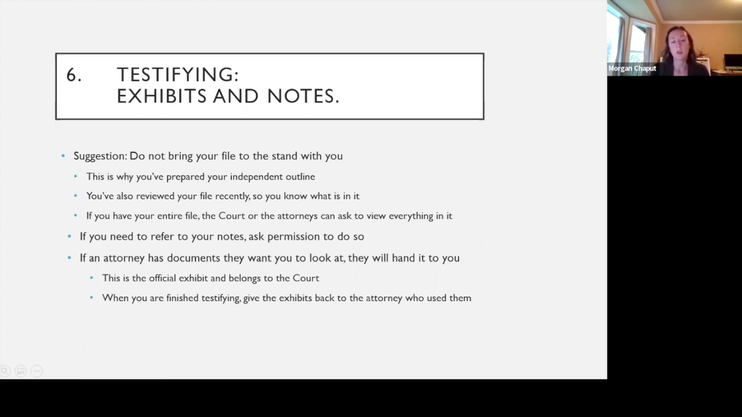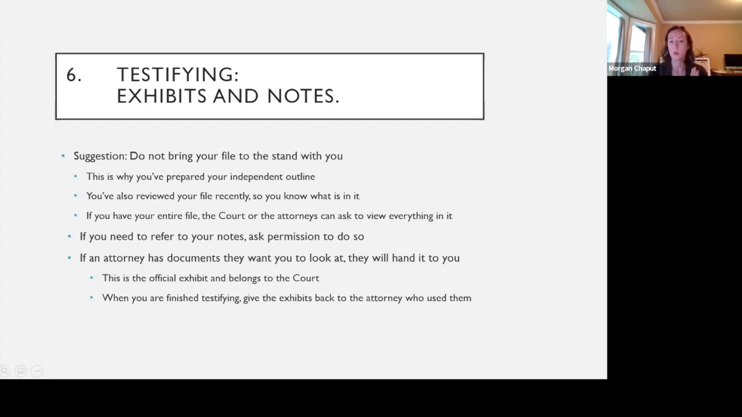And the reason that it's labeled with that sticker on it is we want to make sure that everybody's looking at the exact same document. So you may have one in your file, but maybe you made some notes on it. So that's now a different document than the official one in the court file. So if they do actually want you to look at a document, they have to hand it to you and it's one of the official court exhibits.